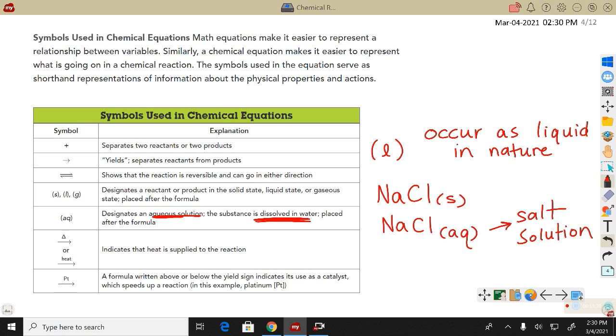You also might see like a symbol above the arrow. The symbol represents the use of a catalyst. And a catalyst is really just something that speeds up your reaction. And so it might be that my reactants only react with the assistance of a platinum catalyst. It's something that's speeding up the reaction. But it's not something that is part of the equation.